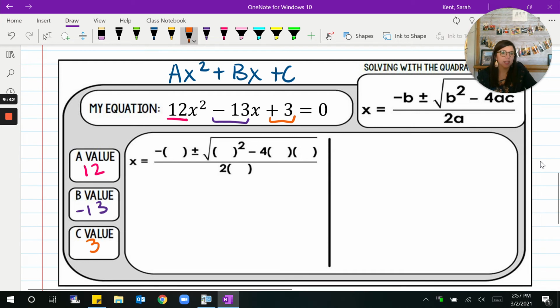So I go to plug in. I want bb. So my b's are negative 13. And then I want ac. So a is 12. C is 3. And lastly, 2a. My A is 12. So using my calculator, I'm going to plug in the first part.